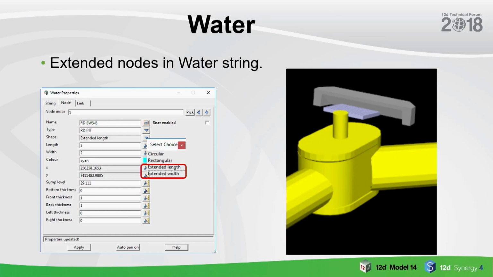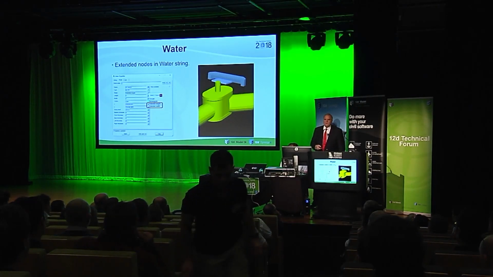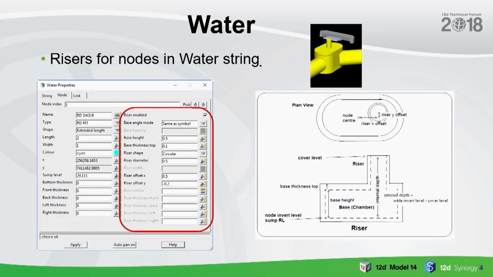Again, for water people, we've got what we call extended nodes. Basically, this is a circular pipe, chop it in two and push it out. They're actually in there now, so you can do your extended nodes, which are very, very common, of course. So we've gone from just having circular, then rectangular, now extended nodes. You also can have risers for nodes. That's the little bit that sticks on the top. The risers can be either round, rectangular or extended, and they can be offset from the centre of it. So you're starting to model this stuff pretty carefully.